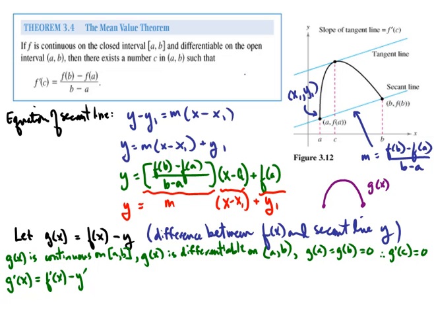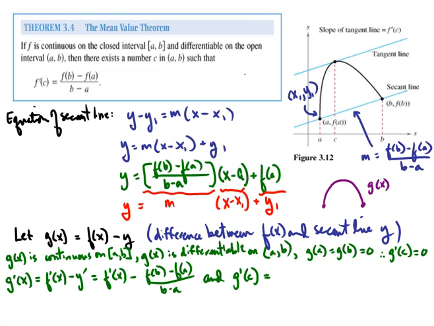But remember that y is just the equation of the secant line, and its slope is its derivative, and its slope is f of b minus f of a over b minus a. And those are all constants. A, b, f of a, f of b are all constants there. And so we have g prime of x is equal to f prime of x minus the quantity f of b minus f of a over b minus a.